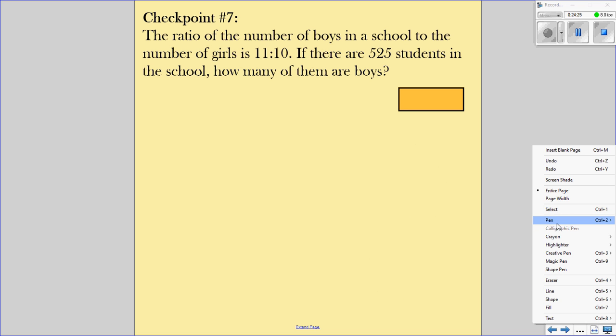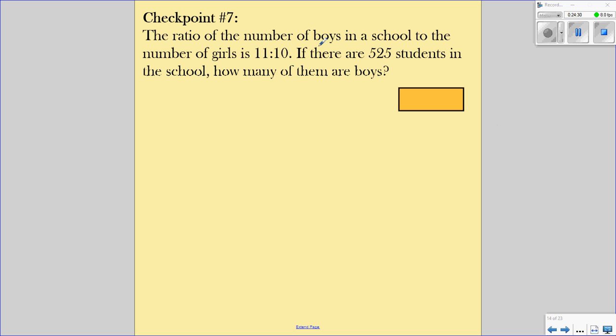Right, so this one says the ratio of the number of boys in a school to the number of girls is 11 to 10. So I'm going to put boys to girls. Anytime they give you 2 or 3 objects, the ratio goes in the same order as the objects they gave you. So boys is 11, and girls, the second, is 10. So 11 to 10. There are 525 students in the school.